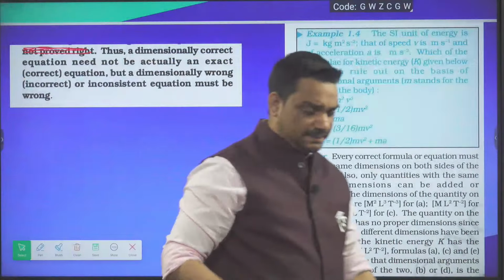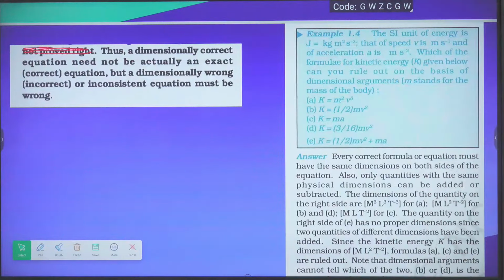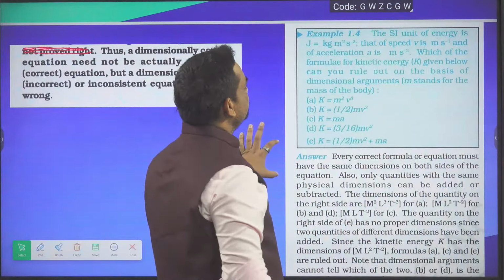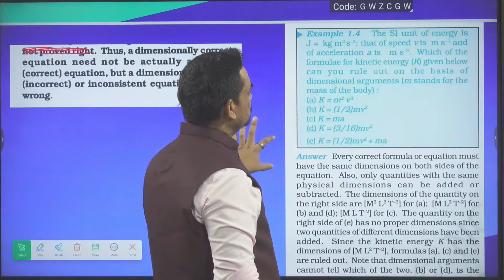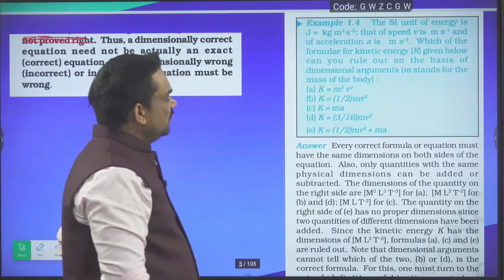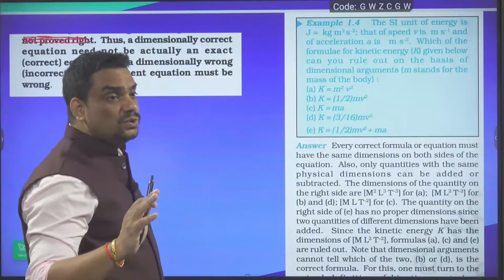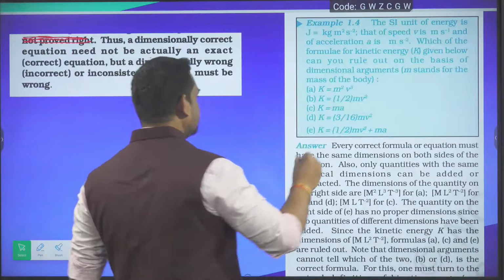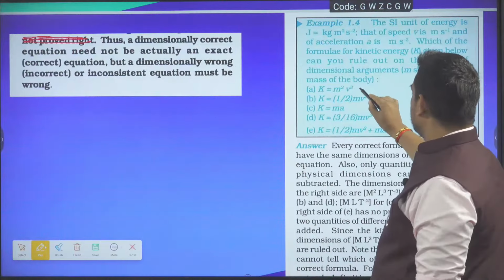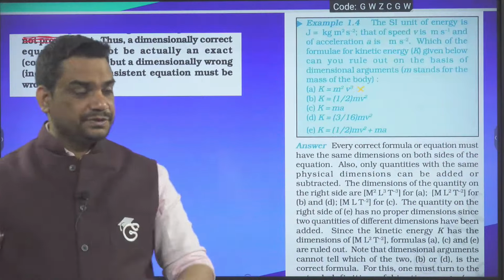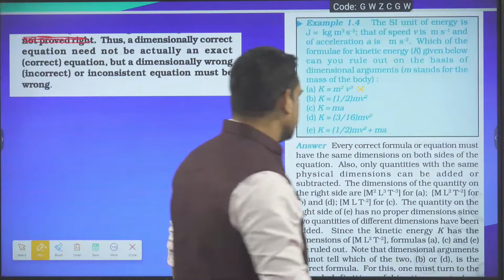We have some examples here, from NCERT, which I will be taking. See this side. They are writing the SI unit of energy is this, that of speed is this, and acceleration they have given. Then which of the following formulas for kinetic energy can you rule out? You can cancel the ones that are not possible. First one, m square v cube: possible or not possible? First of all, say about this one. You can say, sir, first is not possible.